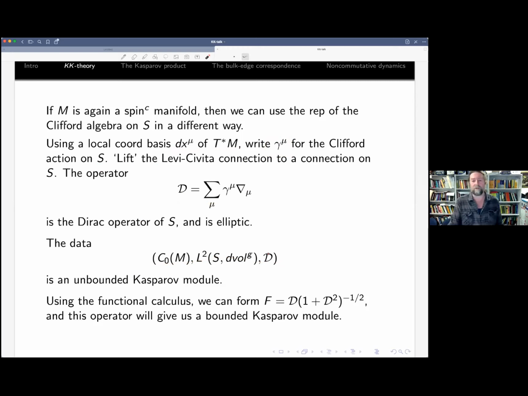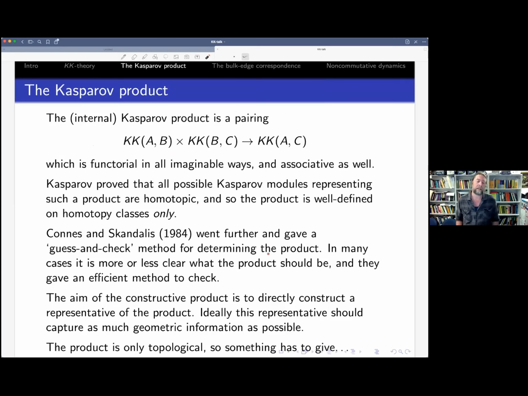Okay, so that's a few different sorts of classes. All right, how does the Kasparov product work? What is it? It's slightly more general than this, but doing this case is adequate. So the internal product is, again, a bilinear map from this pair of abelian groups, which is functorial and associative. It's extremely robust. It's a little bit groupoidy in that you've got to have the same algebra in the middle to compose two things, right?